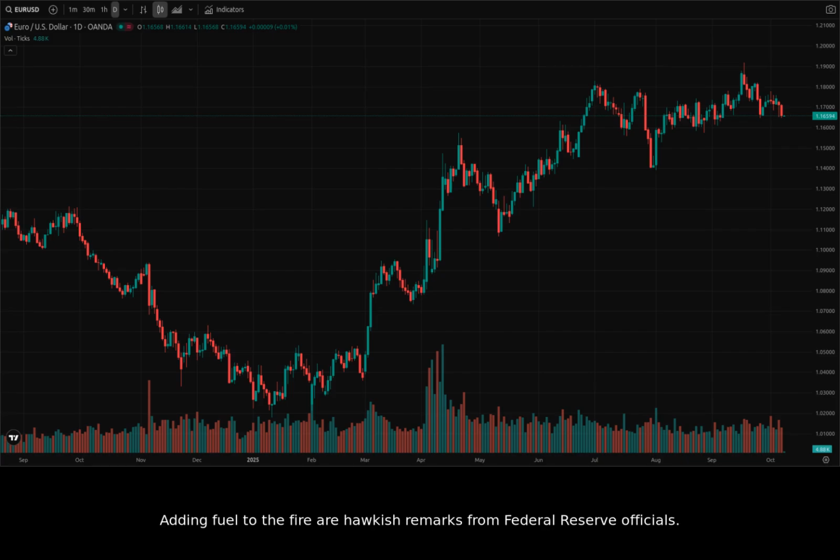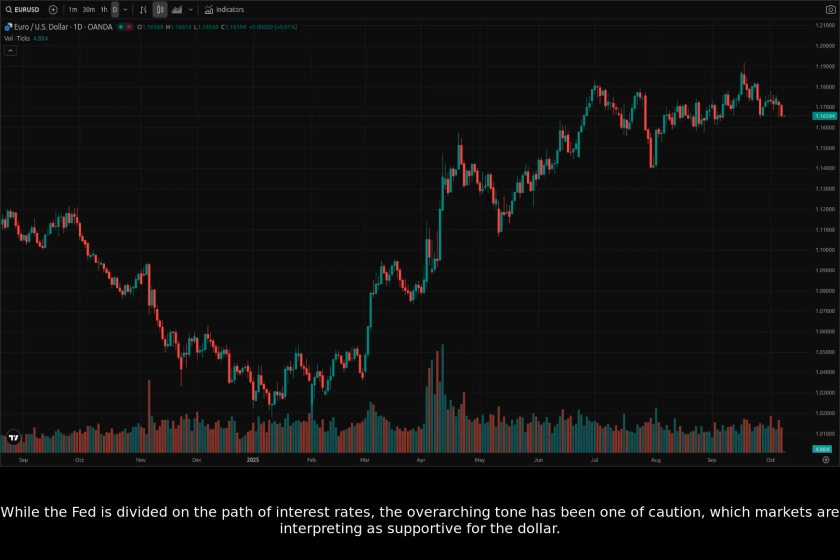Adding fuel to the fire are hawkish remarks from Federal Reserve officials. While the Fed is divided on the path of interest rates, the overarching tone has been one of caution, which markets are interpreting as supportive for the dollar.